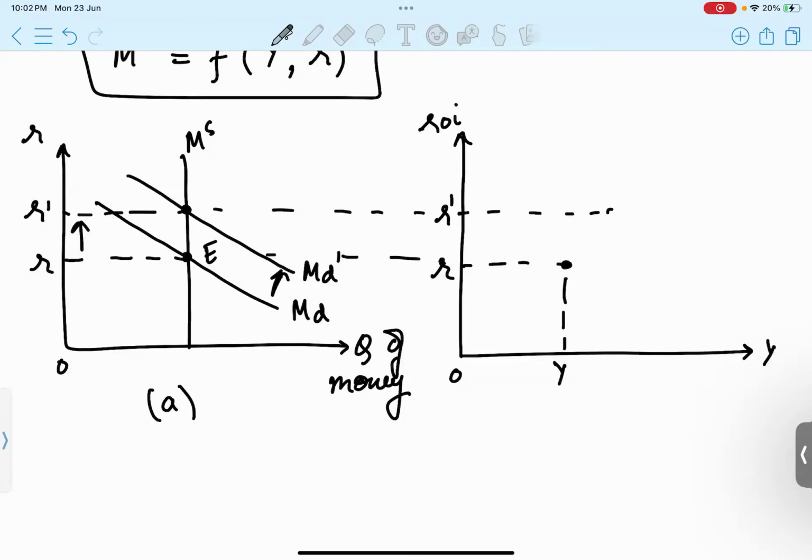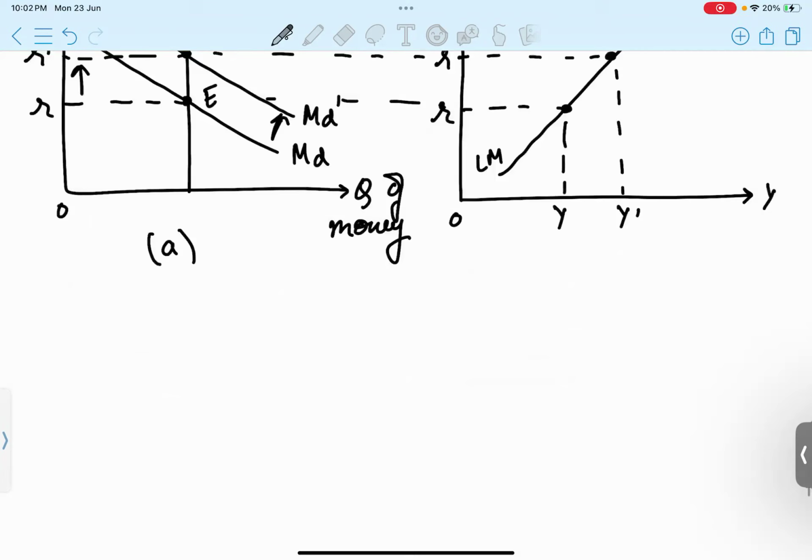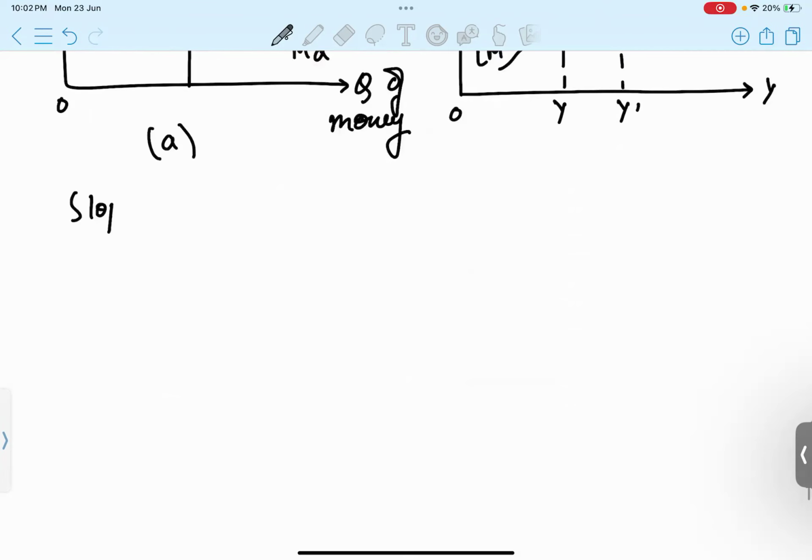So at this point, we are going to see a direct relationship between the rate of interest and the level of income. So we join these two points, and we get the LM curve in the economy. Now here also we will look into the slope and the factors causing a shift in the LM curve. So when it comes to slope, first is again elasticity, which is, we can say, the prime factor which impacts the slope or the steepness of a curve.